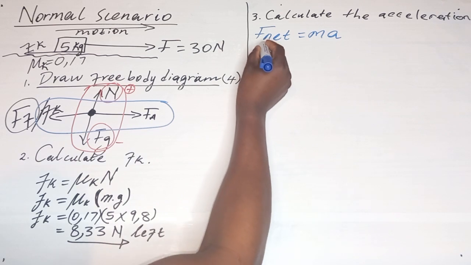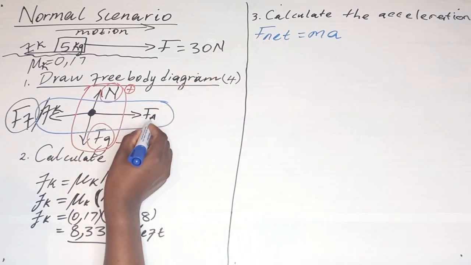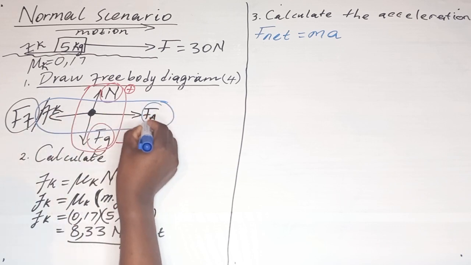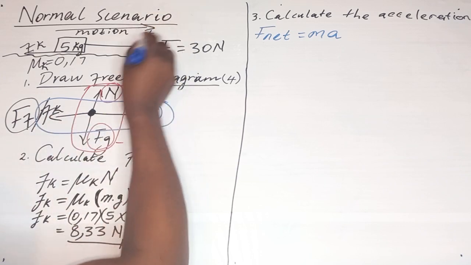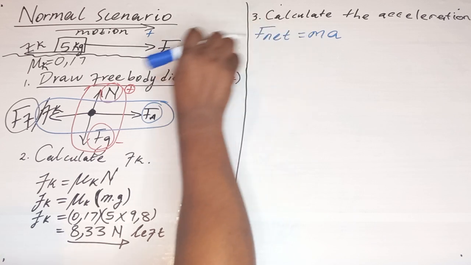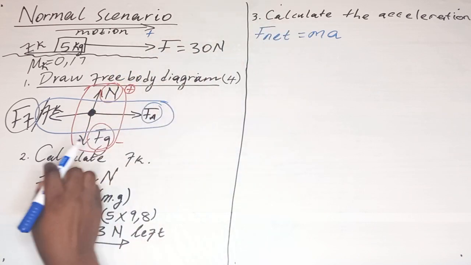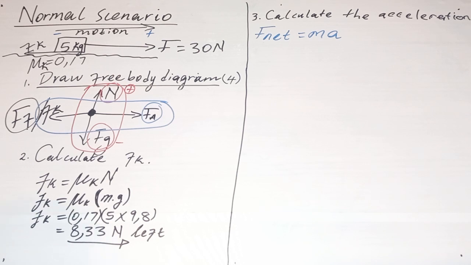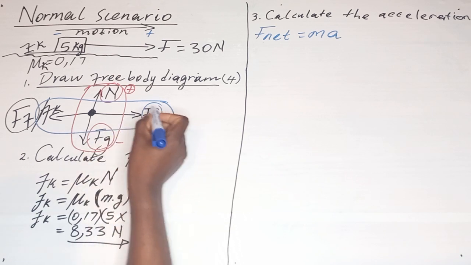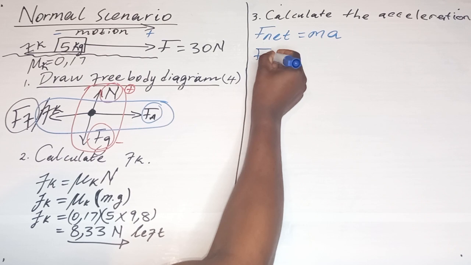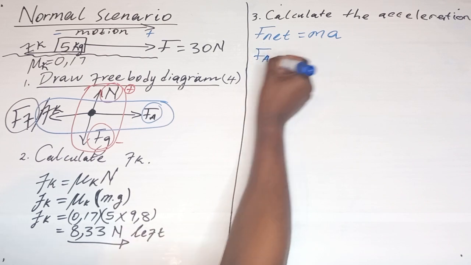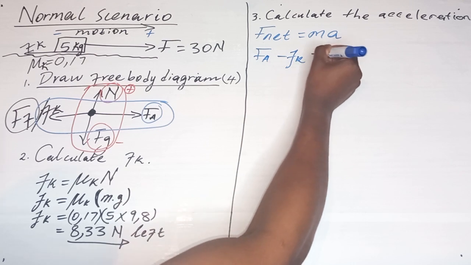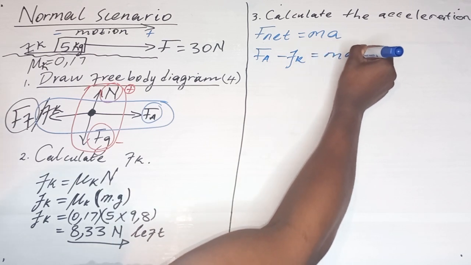Then F net comprises of F applied and Fk. Remember, F applied is going to be positive because the motion of an object, we always take that direction as positive, so it means the opposite direction is going to be negative. So F applied is going to be positive, we're going to have F applied minus our Fk, which is the kinetic frictional force, is equal to ma.